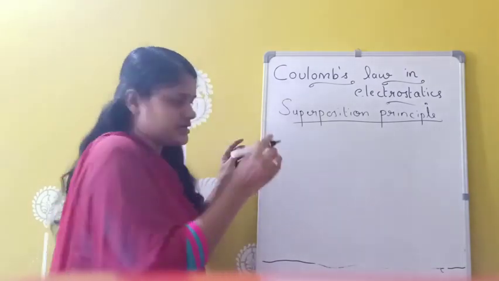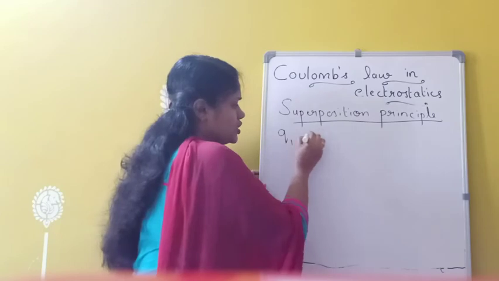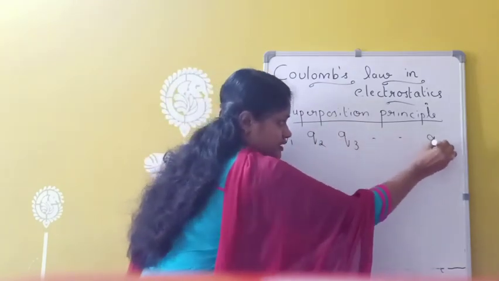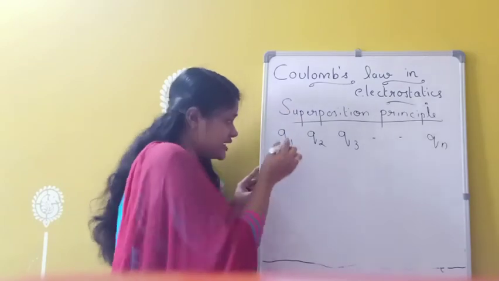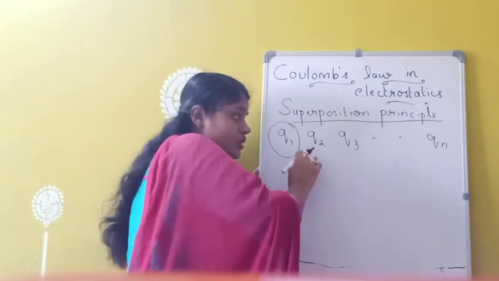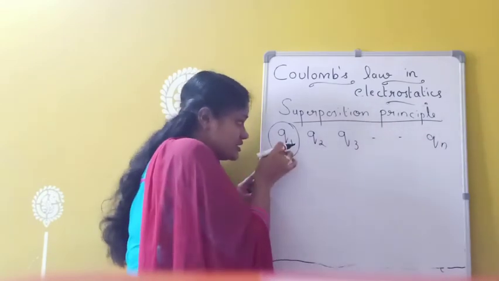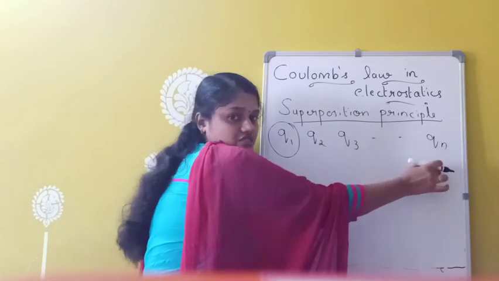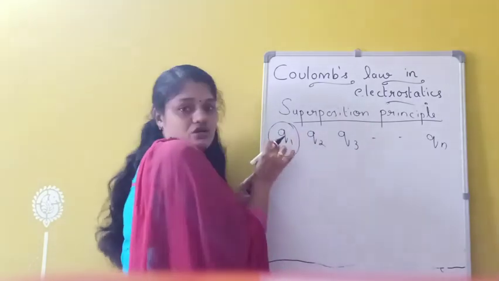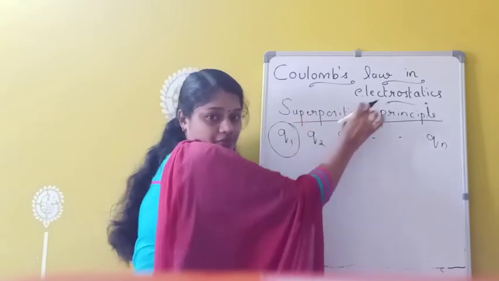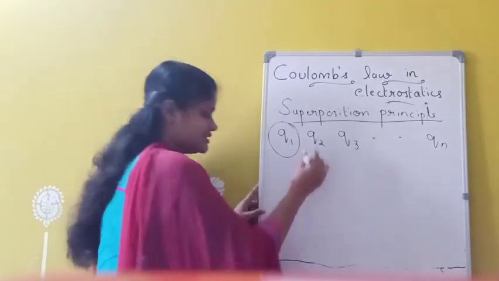Suppose I am taking so many charges like Q1, Q2, Q3, etc., Qn. Then the total force acting on this charge Q1 will be the vector sum of all the forces acting on this charge due to other charges. We have to take the vector sum of each force, and that total sum will give the force acting on the charge Q1. This is given by which one? Superposition principle.